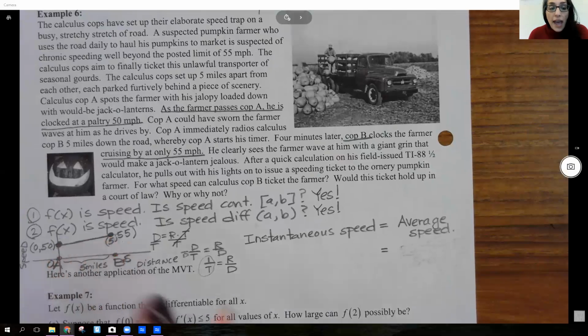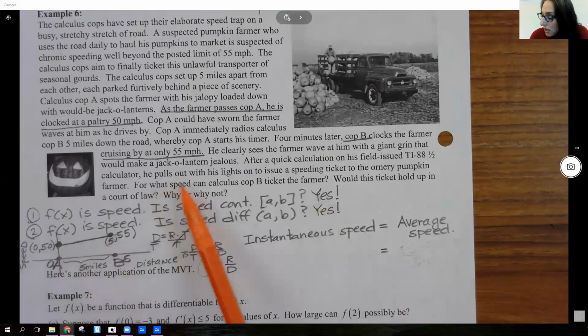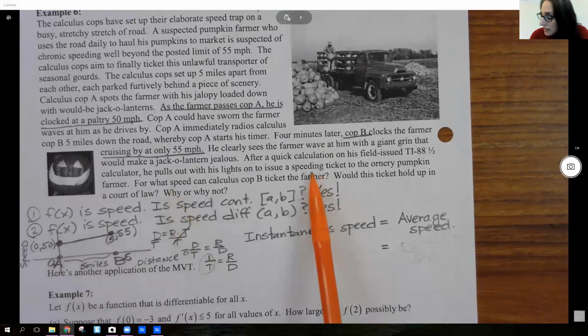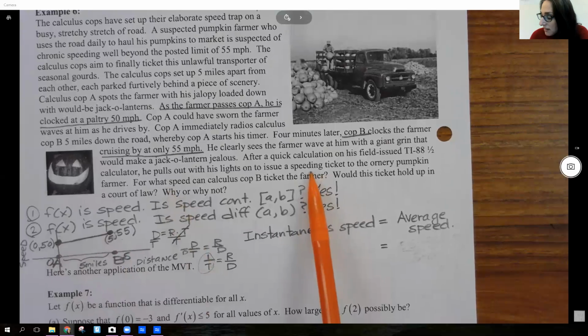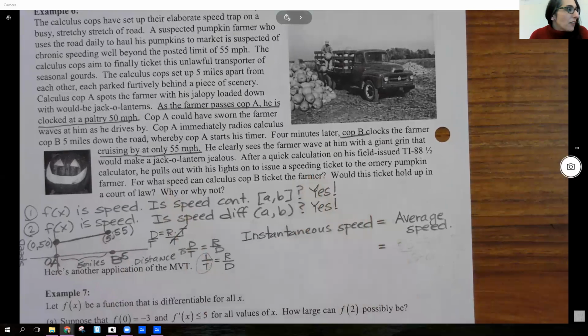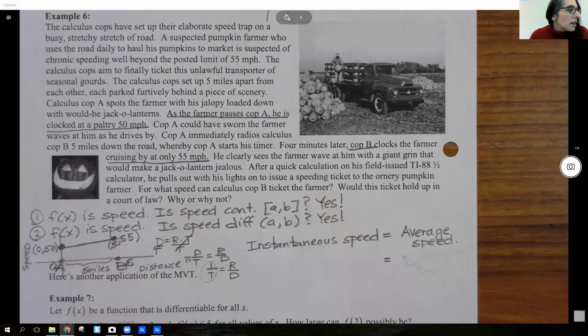Like 52.5. So the question is, can he get a speeding ticket? Is there any information in this problem that would warrant a speeding ticket? No. He traveled 5 miles in only 4 minutes, though, so he had to have been going over 6.